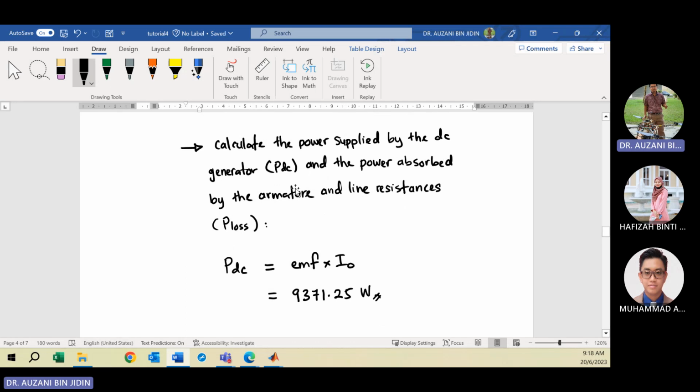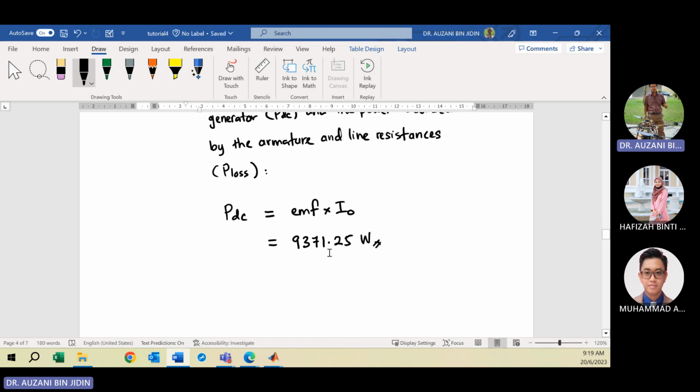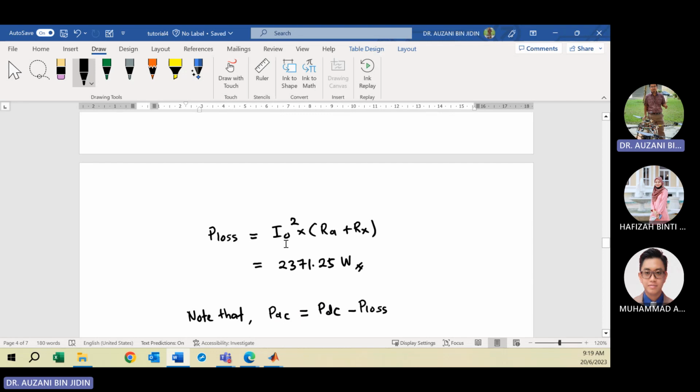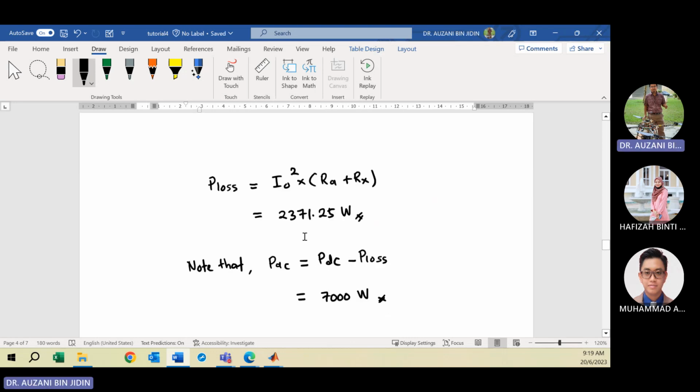Okay, then you need to calculate the power absorbed and power losses. So here, the power delivered by the DC generator, which is PDC, you multiply between EMF and IO. So then you get 937 watt, 71 watt. Then you also need to calculate the P losses, the power absorbed by RA, the armature resistance of the DC generator, and the line resistance, RX.